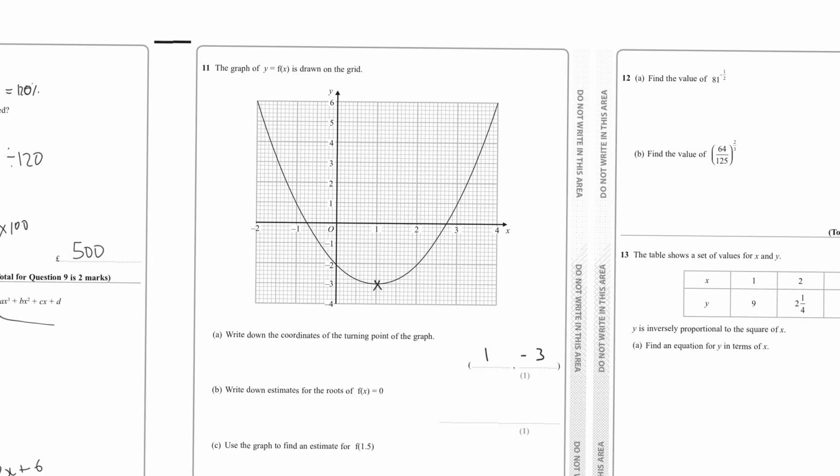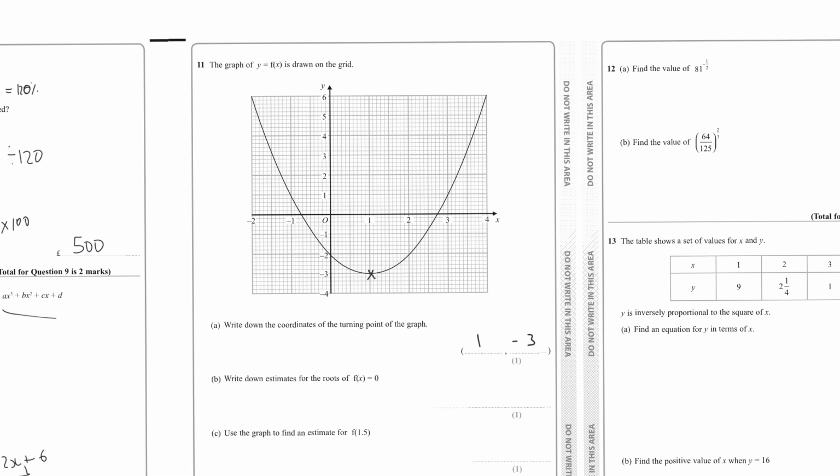And then moving on to part B, it says write down the estimate for the roots of when f of x is equal to 0. Just to note, remember f of x is equal to y. So we're looking for the points on the graph where y is equal to 0, aka the x-axis, which will be this point here and this point here. In terms of its roots, aka the points of x where it crosses, the first one here is minus 0.7. And the second one is 2.7.